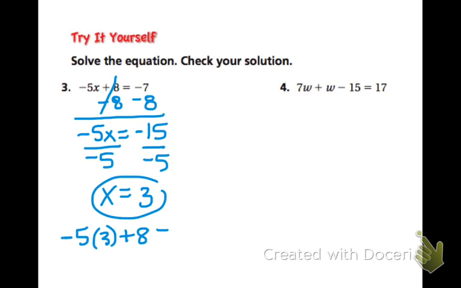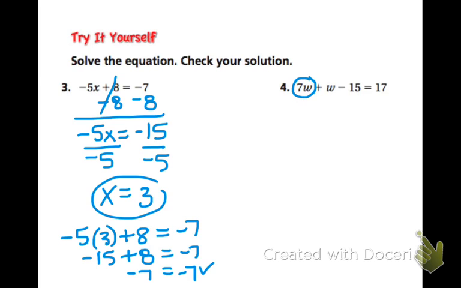This is how you know you're doing it correctly, because then you would have -15 plus 8 equals -7, and when you actually do -15 plus 8, you get -7 equals -7, and that's how you know it's correct. Okay, in number 4, let's combine some like terms first on this side of the equal sign.